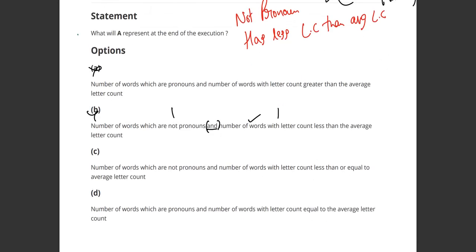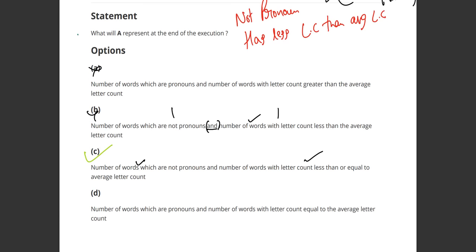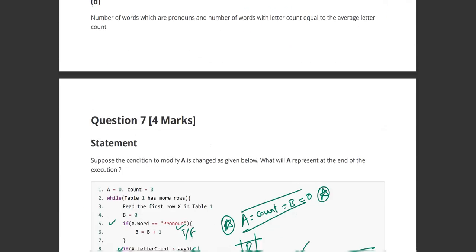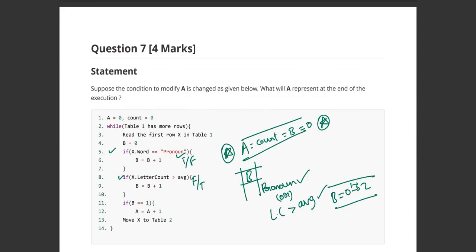Number of words which are not pronouns, yes, and the number of words with letter count less than or equal to, yes. This is great. So option number C is the right answer. So question number 6, the option is C. And now coming to question number 7.